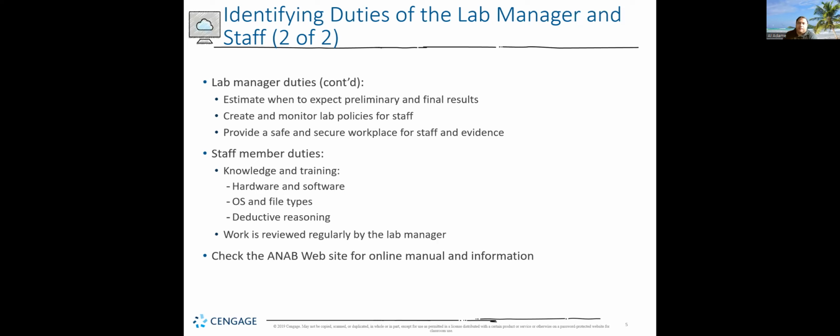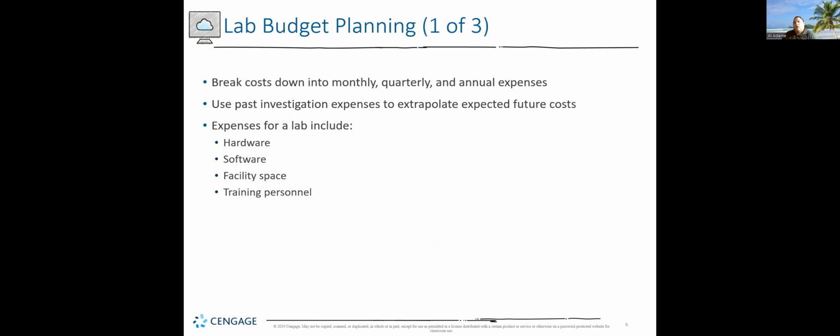Check the NAB website for online manual information. They have a ton of stuff, guys. I'm not gonna exactly go through it here. You're online. Rate cost out, it's a monthly, quarterly, annual expenses. Excuse me. That's the job of budget planning here. Is how much you spend a month in terms of equipment, maintenance, people, how much you do a quarter, how much you do every year, things like that.